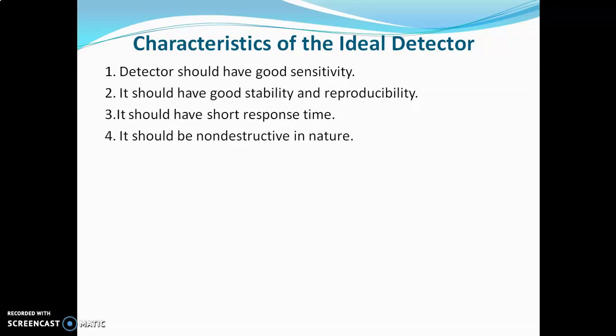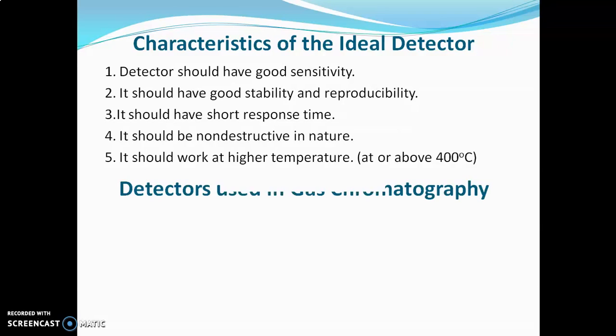The detector should be non-destructive in nature. That means while detecting, the detector should not destroy the sample structure. If we want to collect our solute back for further analysis, destructive detectors are not useful. In that case, we have to select some non-destructive detector. Thermal conductivity detector is a non-destructive detector. The detector should also work at high temperature. As we are talking about GC detectors, it should work at higher temperature.